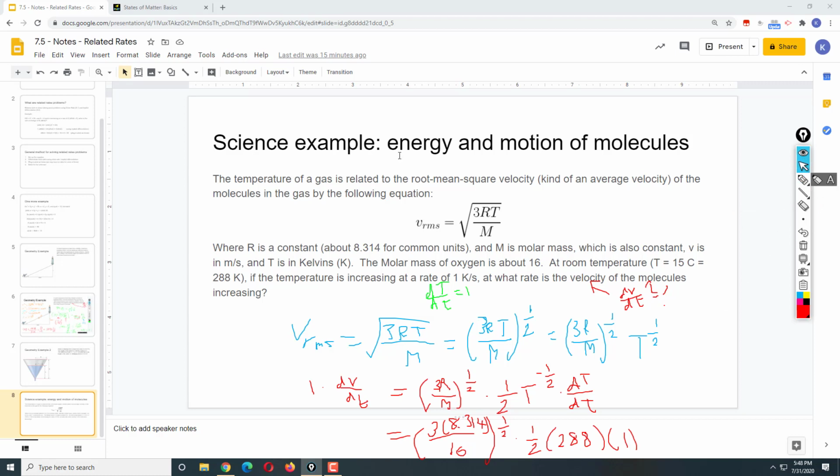So the rest we can use a calculator. We do 3 times 8.314 divided by 16, and then take the square root of that, because the square root is the same as to the 1/2 power. Divide by 2 times 288. And I get about 170, 180.